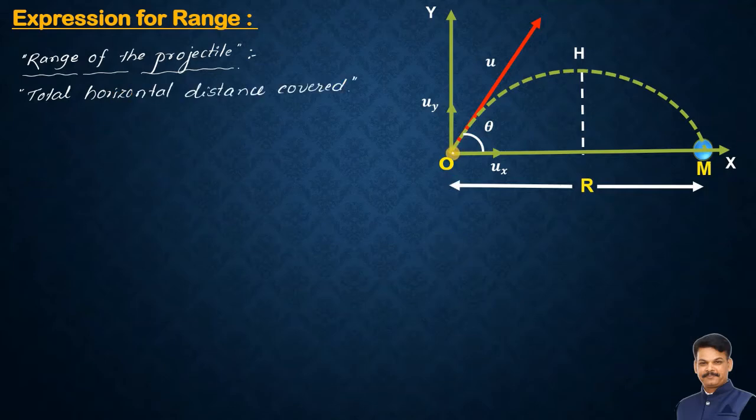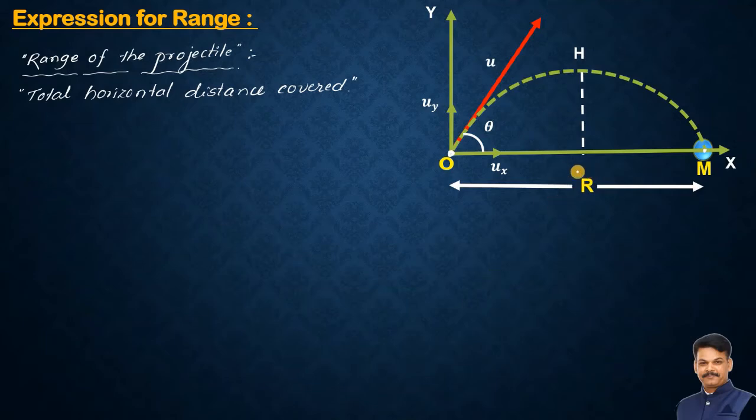So here, if a projectile is thrown from the point O, after the time capital T, the time of flight, it comes back to the earth. Suppose it reaches the point M on the ground. Then whatever the distance between O and M is, that distance is known as the range of that projectile.